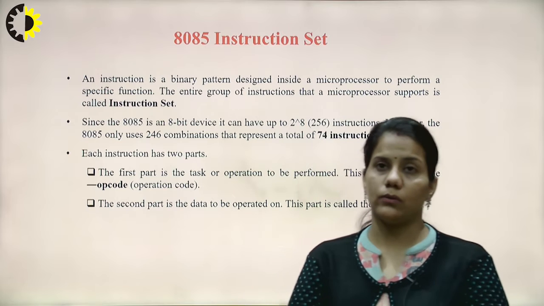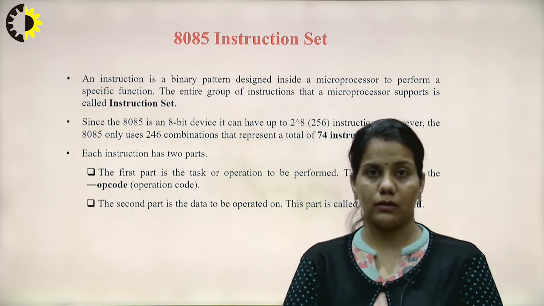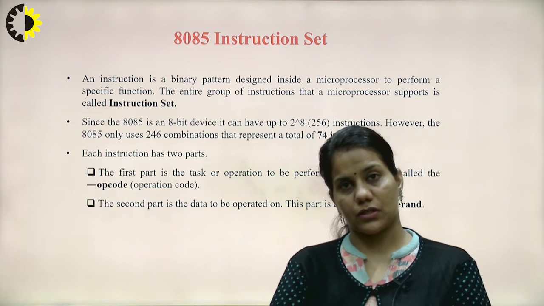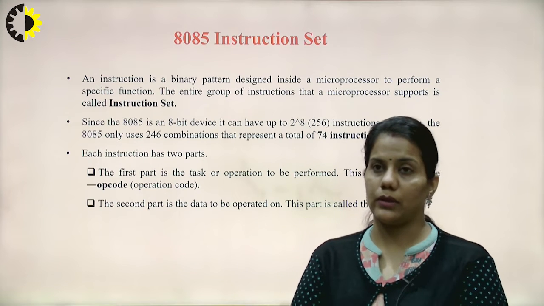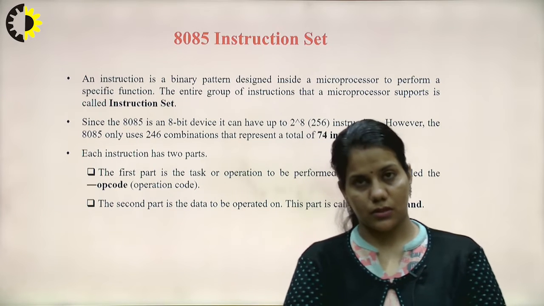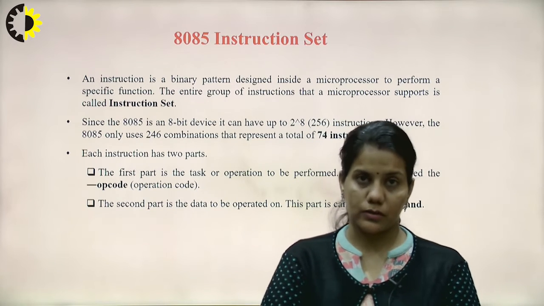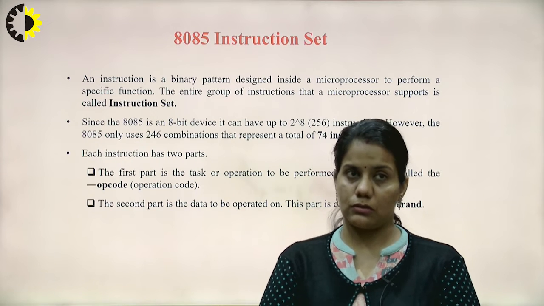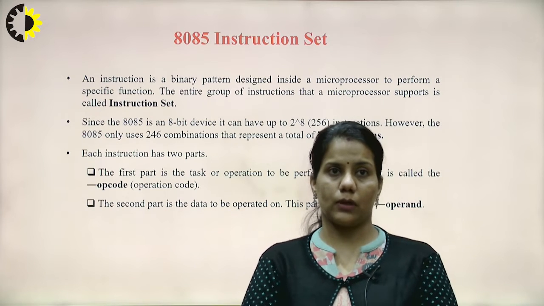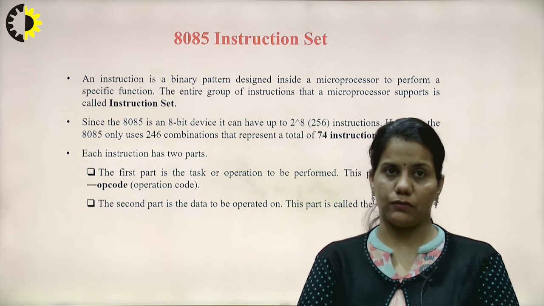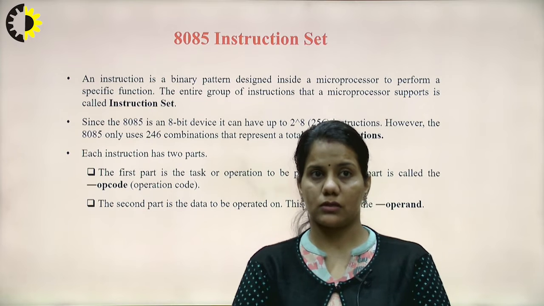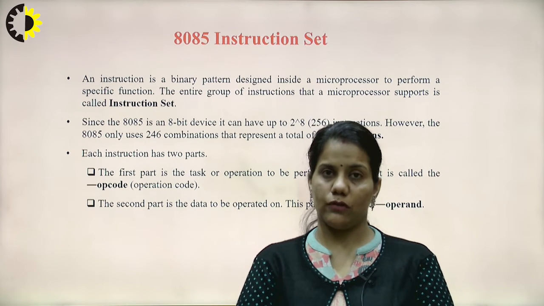We all know that instructions are like English-like language words, and the purpose of each instruction is different according to the requirement. Some instructions are used to transfer or copy data. Some are used to perform arithmetic and logical operations. Some are used to perform branch operations. Since 8085 is an 8-bit device, it can support up to 2 raised to power 8, that is 256 instructions. However, 8085 only uses 246 combinations that represent a total of 74 instructions.